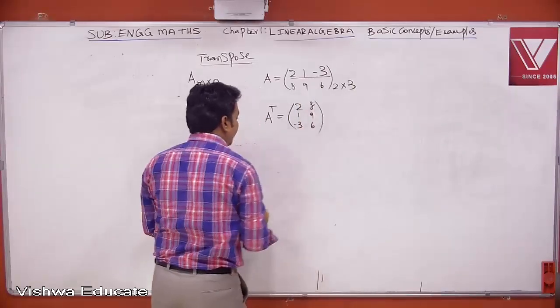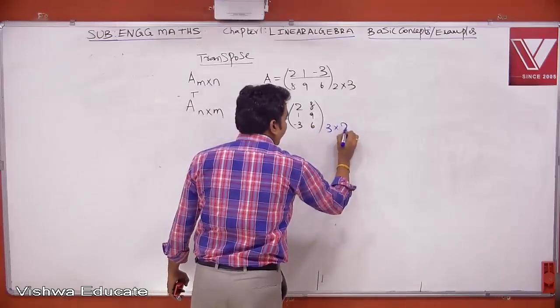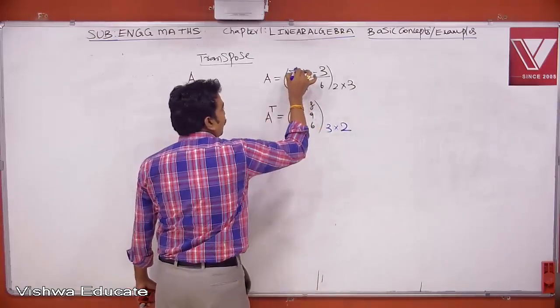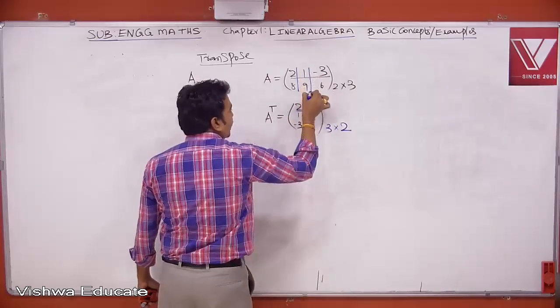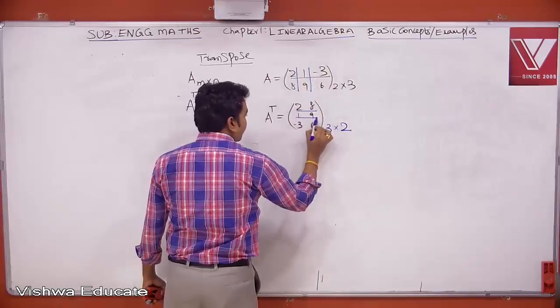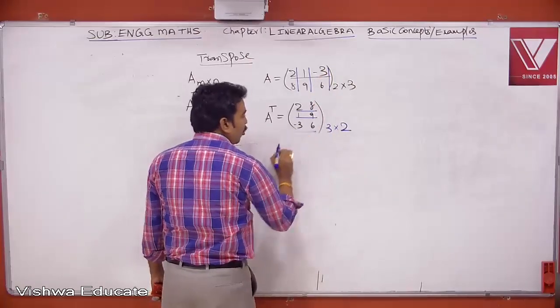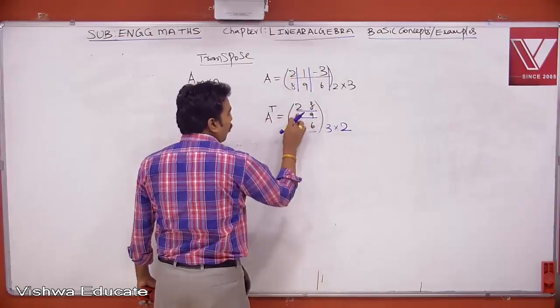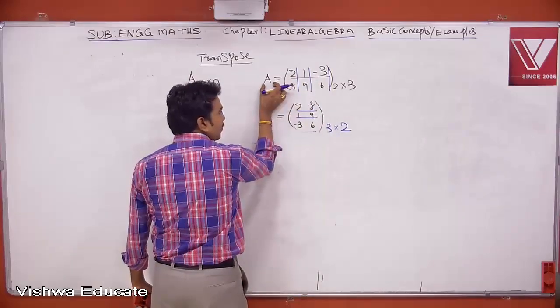Now it becomes 8, 9, 6. Now let us see the size of this matrix is 3 by 2. Earlier 2, 1, 2, 8 is the first column. Now it became the first row. 1, 9 is the second column. Now it becomes the second row. Now minus 3, 6, the third column. Now it became the third row. Therefore rows became columns and columns became rows. Therefore this is the transpose of this matrix.